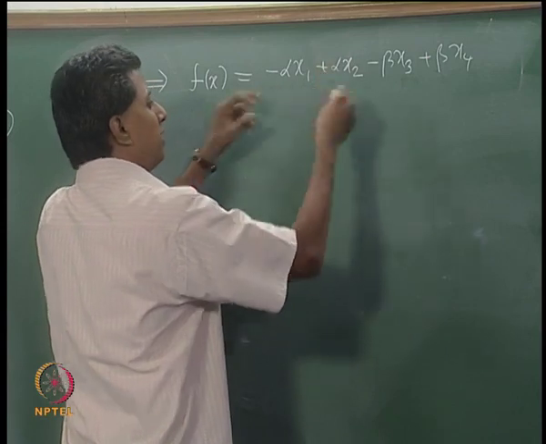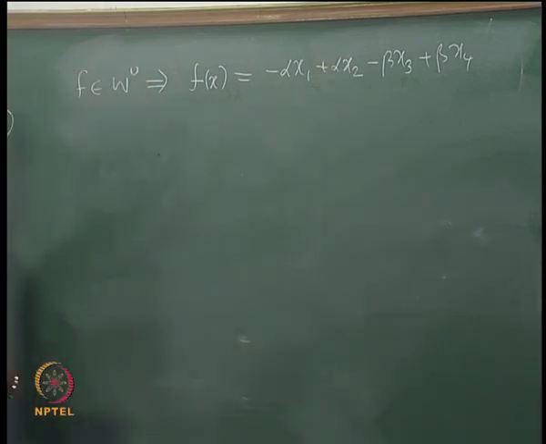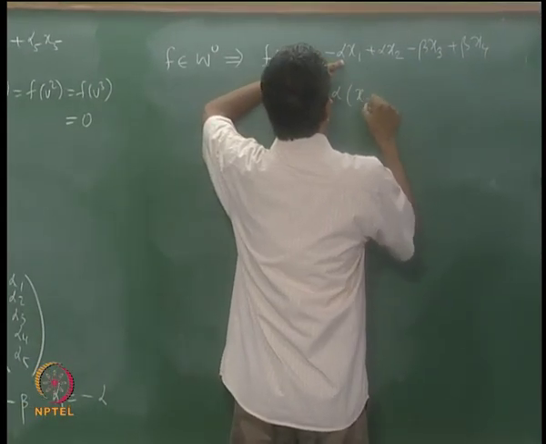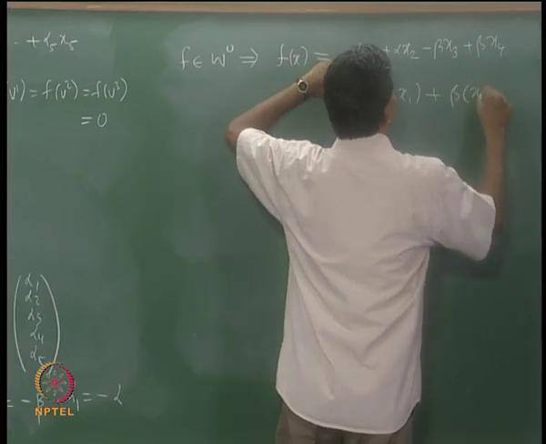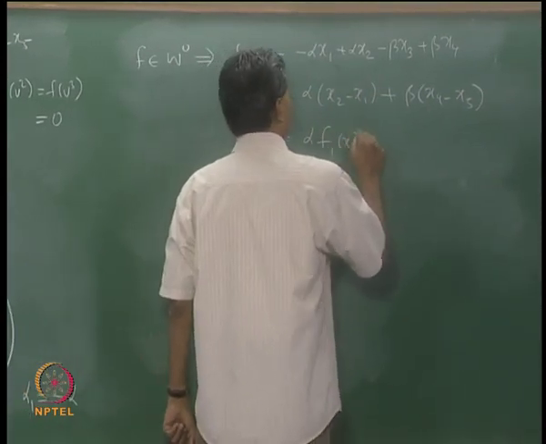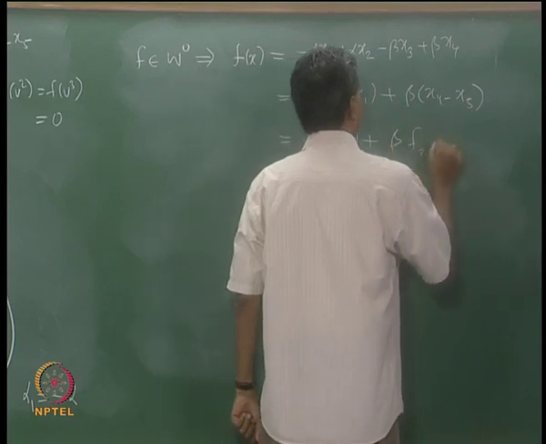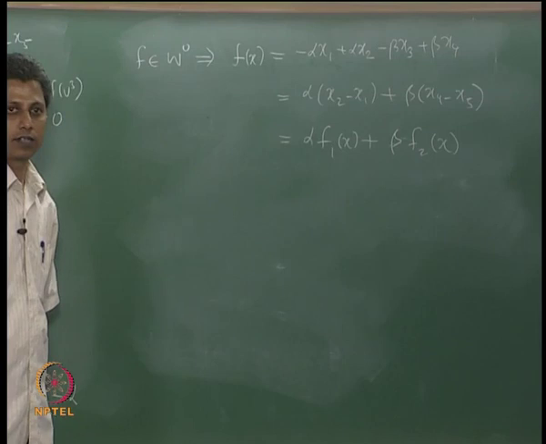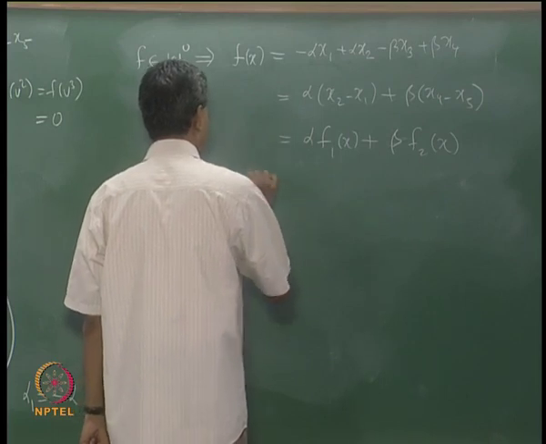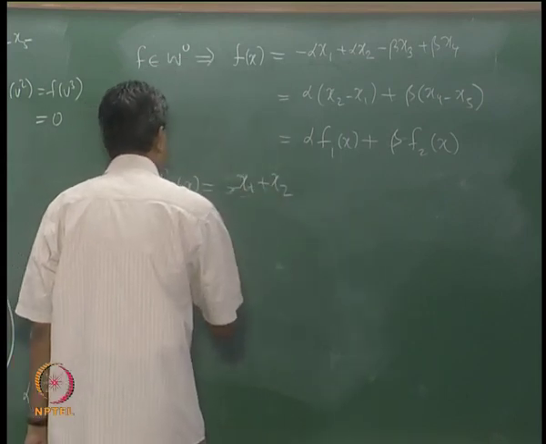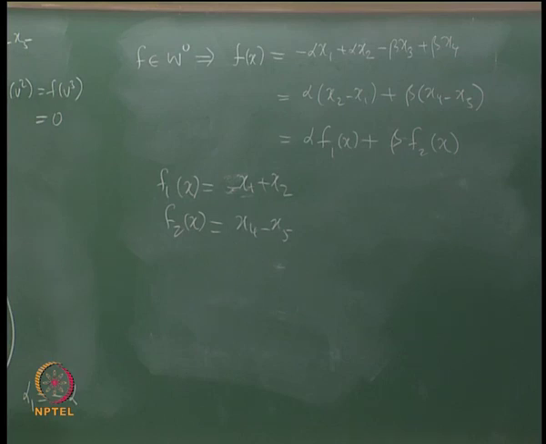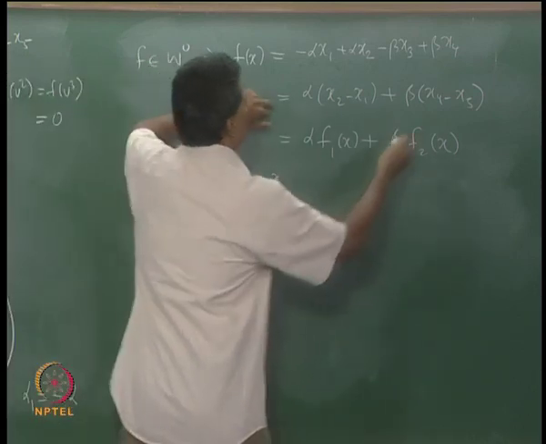Now alpha and beta can take arbitrary values, in particular alpha 0 beta 1, alpha 1 beta 0. So I can write this as alpha times x2 minus x1 plus beta times x4 minus x3, which means I can write this as alpha times f1 of x plus beta times f2 of x. F1 and f2 are independent functionals. F1 of x is, let us say, minus x1 plus x2, f2 of x is x4 minus x3.